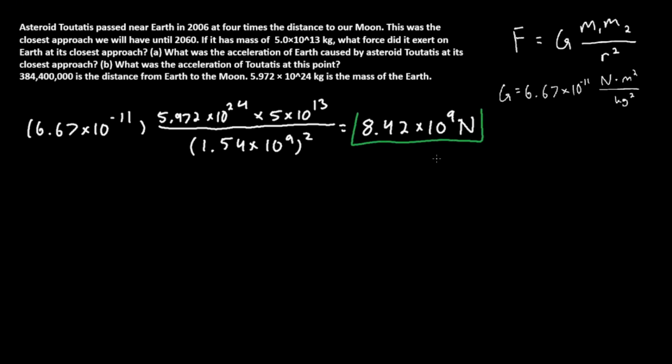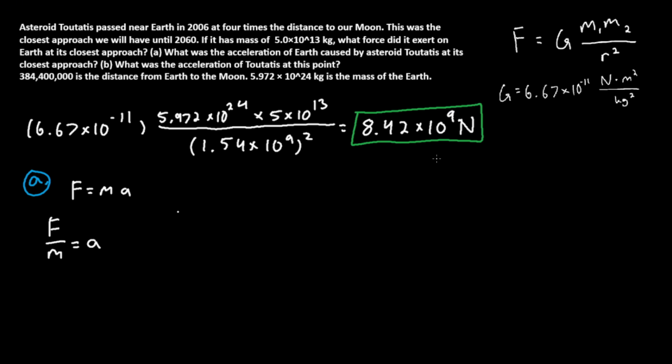Now that we've solved for the force that they're exerting on each other, we can solve for parts A and B. So what's part A? Part A is, what is the acceleration of Earth caused by the asteroid Toutatis at its closest approach? Well, we have the force that they're attracting with each other, and Newton's second law states force equals mass times acceleration. So this is a very simple calculation. Divide force by the mass of an object, and you should get the acceleration. We're trying to calculate the acceleration of Earth.